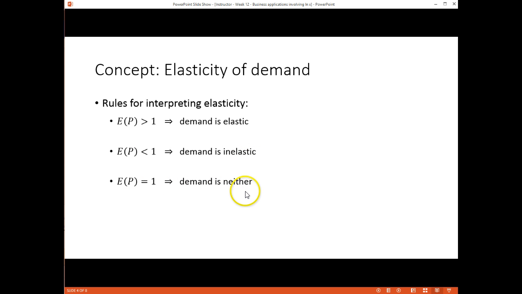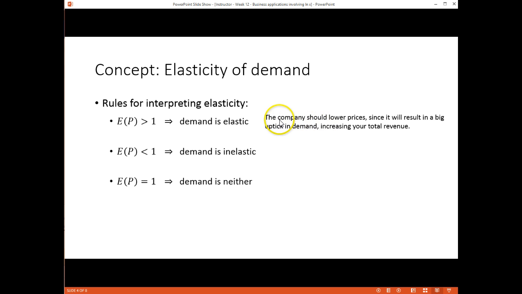Well, what exactly does this tell us? If E of P is greater than 1, that means the numerator is greater than the denominator, so the quantity demanded is affected by price. And so if the quantity demanded is affected by price greatly, then the company should lower the price, since it will result in a big uptick in demand.